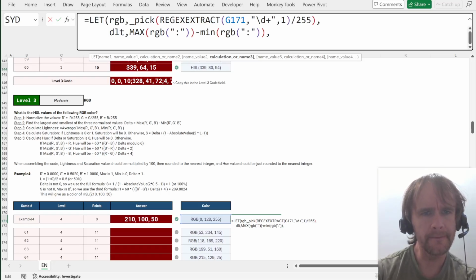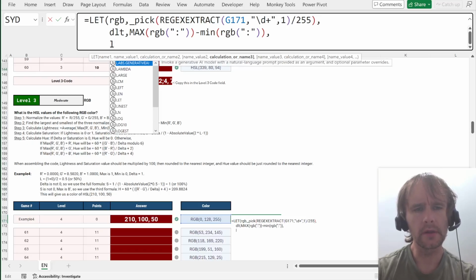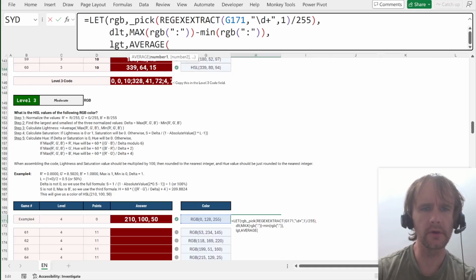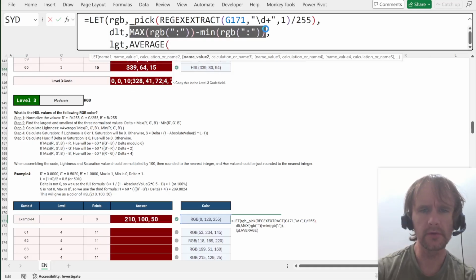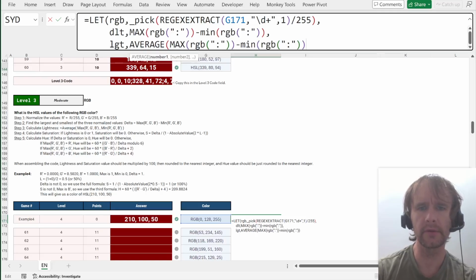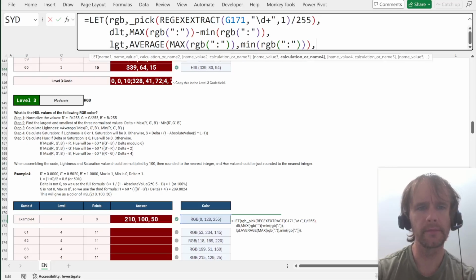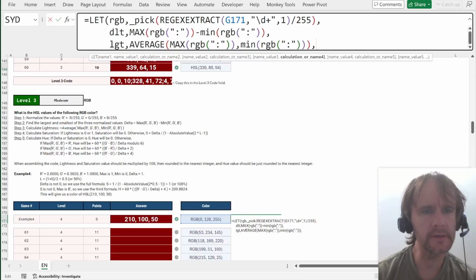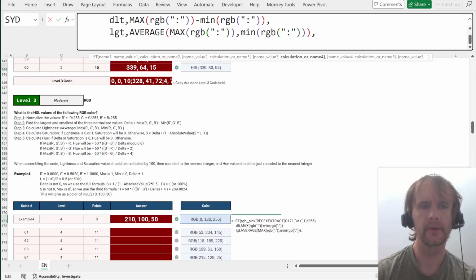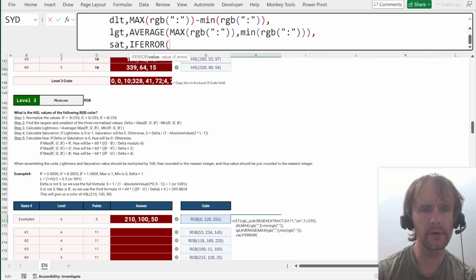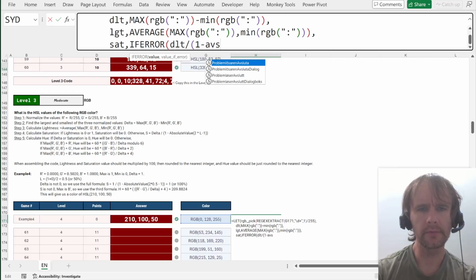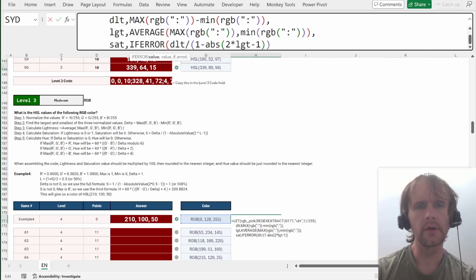Okay. Lightness is the average of those same two things. Maybe it means I should have just made those values anyway, but never mind. Okay, saturation is 2 times L minus 1. Okay, so saturation is going to be if error, delta over 1 minus absolute value of 2 times lightness minus 1, and if error is 0.